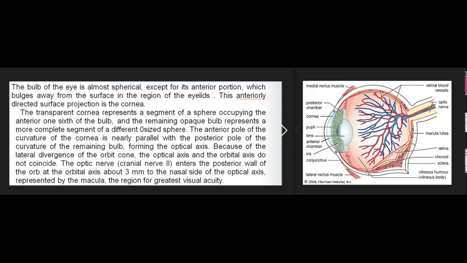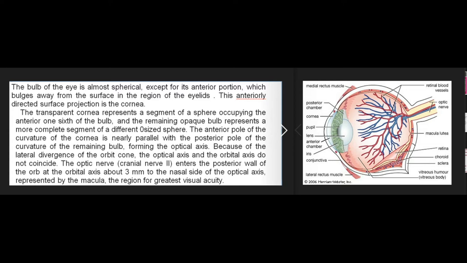This anteriorly directed surface projection is the cornea. The transparent cornea represents a segment of a sphere occupying the anterior 1/6 of the bulb, and the remaining opaque bulb represents a more complete segment of a different sized sphere. The anterior pole of the curvature of the cornea is nearly parallel with the posterior pole of the curvature of the remaining bulb, forming the optical axis.